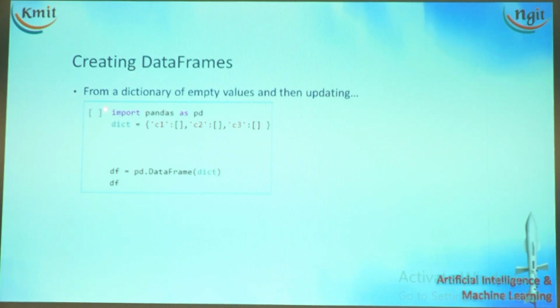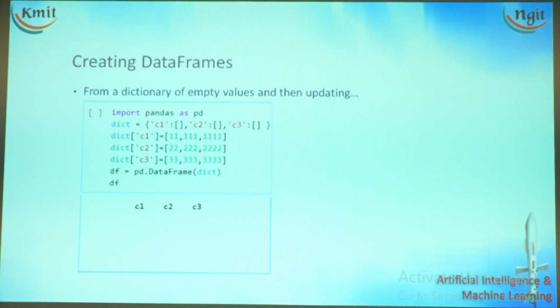Now, creating data frames from a dictionary of empty values and then updating it. If I am creating a dictionary of empty values and then I want to update it, can I do that? See what I am doing here: C1 again an empty list, C2 values are an empty list, C3 again an empty list, and then I am creating a data frame out of it. And you fill it. Please do this.